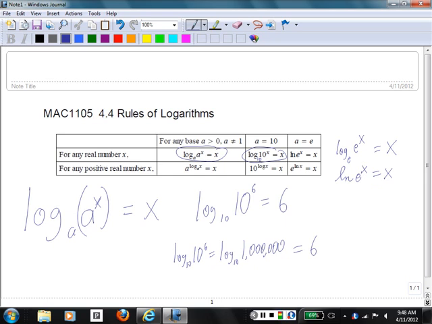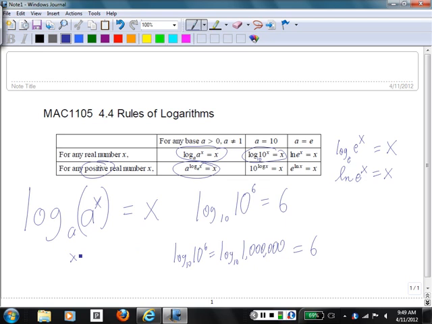Reverse the process. Start off by taking a logarithm and then raise a to the appropriate power. Let's see, this one right here. If I begin with x, now in this case, x has to be positive because logarithms are only defined for positive numbers. We can't take the log of 0. We don't want to take the log of anything negative because that would be an imaginary number. We want to keep our logarithms real valued.